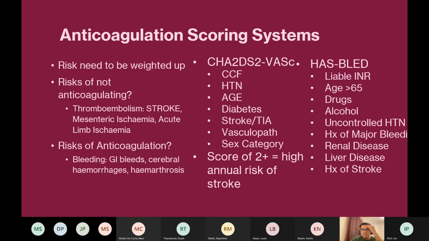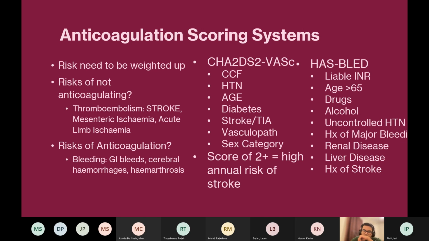So, risks of not anticoagulating a patient. If we leave this patient with atrial fibrillation on just rate control, what are we concerned about? We've just talked about it. We worry about thromboembolism. We're worried about this patient having a stroke, having mesenteric ischemia, having acute limb ischemia.